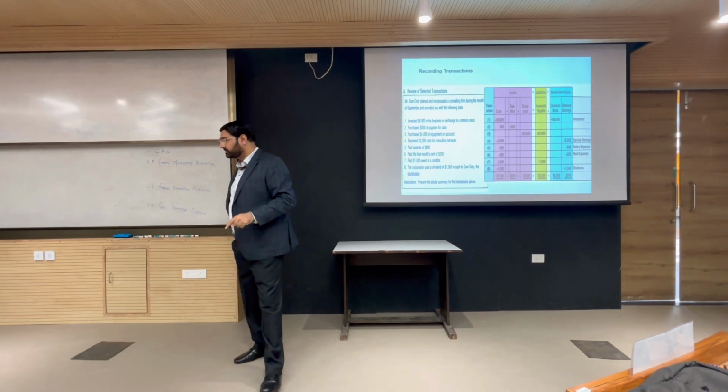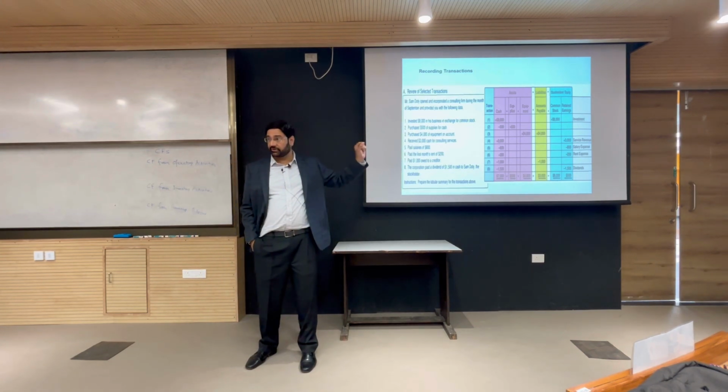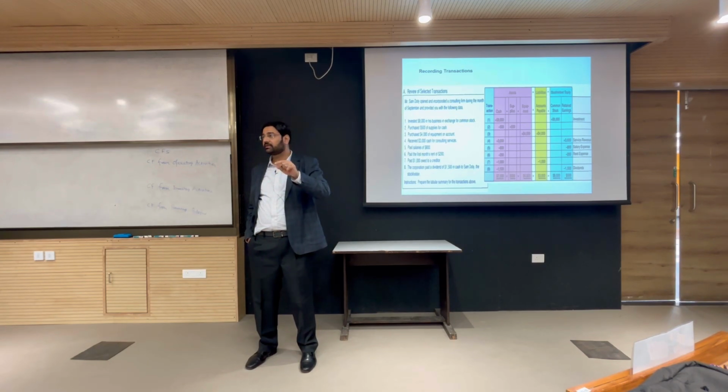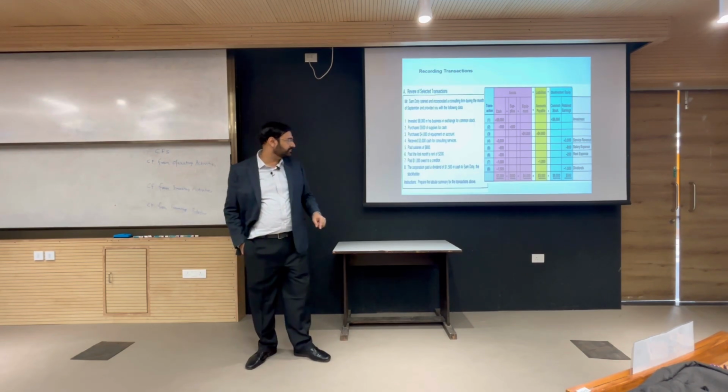So it will go under investing. So you are putting it in the investing activity. It will go under investing activity, minus 1,000. Basically, paid for purchase of equipment, minus 1,000.